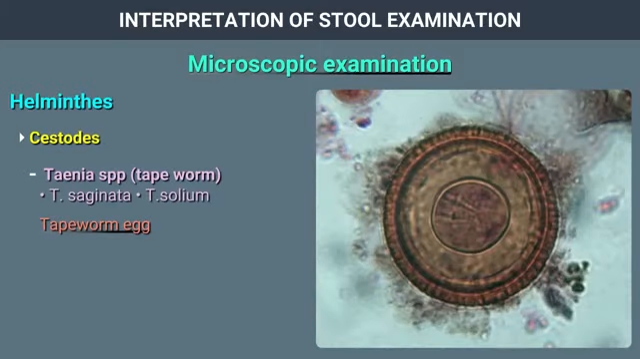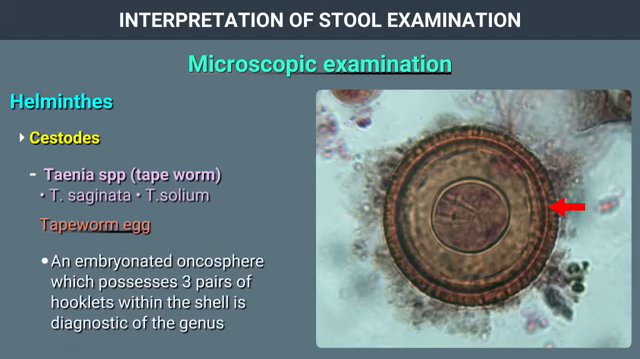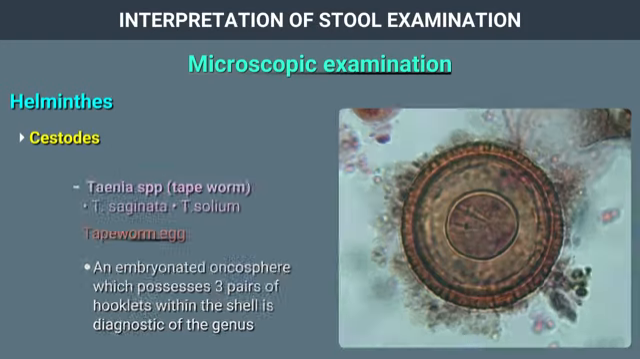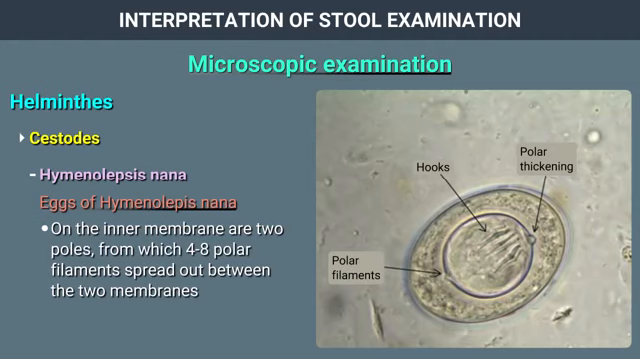Taenia species, that is Taenia saginata or Taenia solium. The tapeworm egg is spherical, measures 31 to 43 micron with a thick shell with prominent radial striations. An embryonated oncosphere which possesses 3 pairs of hooklets within the shell is diagnostic of the genus. H. nana. Eggs of H. nana are oval, measure 30 to 50 microns. On the inner membrane are 2 poles from which 4 to 8 polar filaments spread out between the 2 membranes. The oncosphere has 6 hooks.